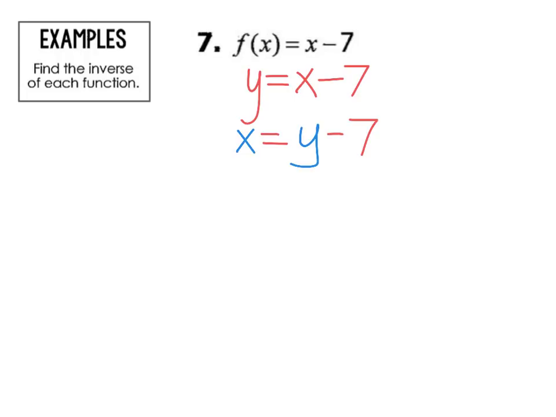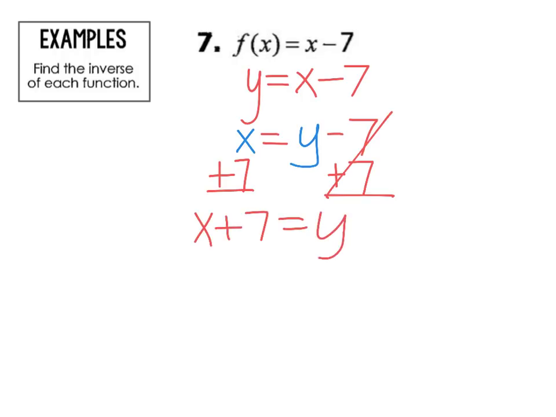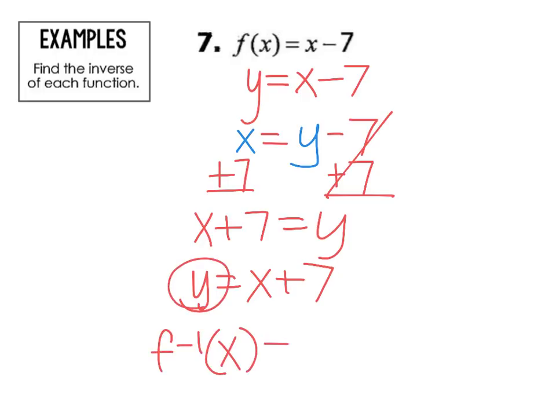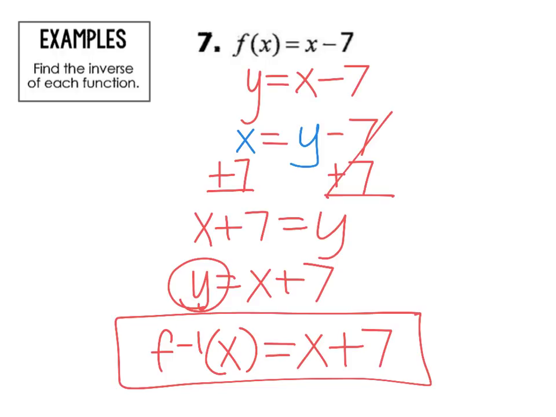Then we want to solve for y, so we want to get y by itself. Add 7 to both sides. These will cancel out. X plus 7 equals y, or we can rewrite this as y equals x plus 7. And then our final step is to rewrite our y as the inverse of our function. So the inverse of f of x equals x plus 7. And that's our final answer.